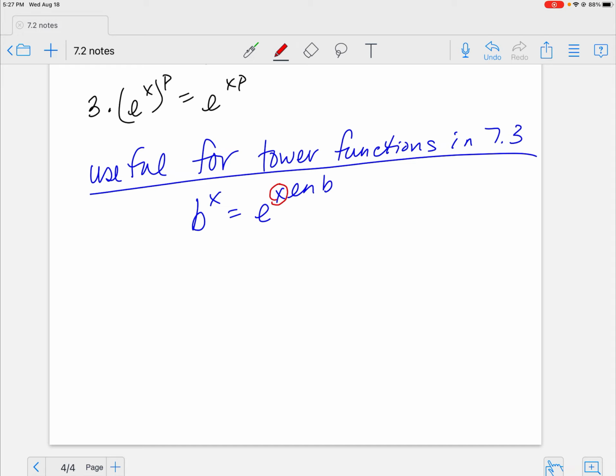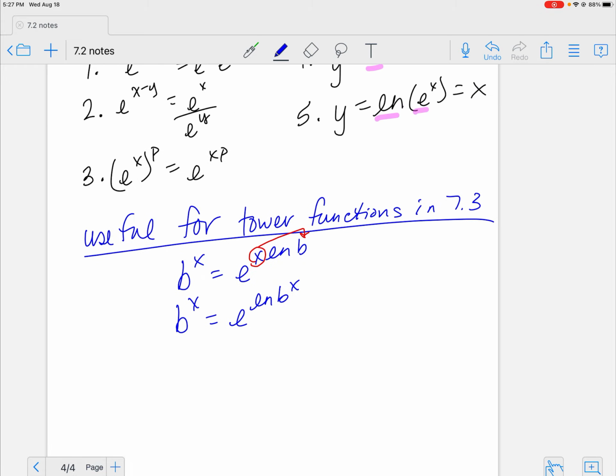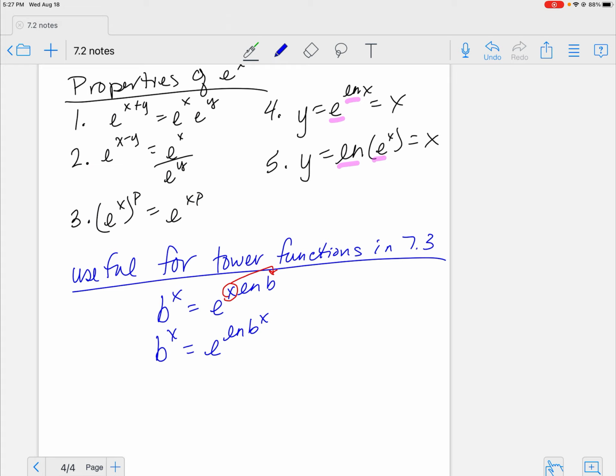Here, I know with logarithmic properties, if I have a coefficient, I can move that up to the exponent, right? So now I have b to the x is equal to e to the natural log of b to the x. And literally, what did we just put up here? e to the natural log of x. e and natural log cancel out, and I'm just left with my inside function, right? So e and natural log cancel out, and b to the x equals b to the x. And that's how it works.